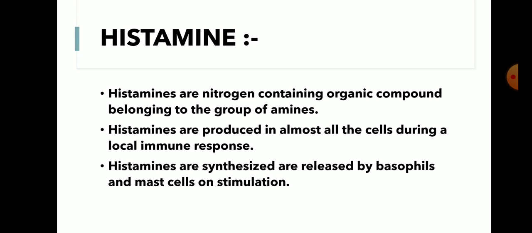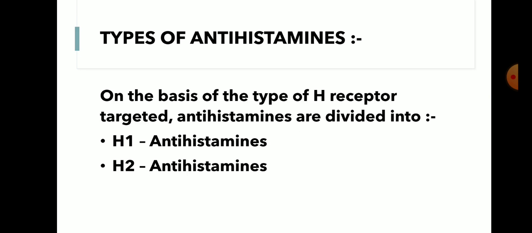Histamines are nitrogen containing organic compounds belonging to the group of amines. Histamines are produced in almost all the cells during a local immune response. Histamines are synthesized and released by basophils and mast cells on stimulation. Mast cells are found in nearby connective tissues.